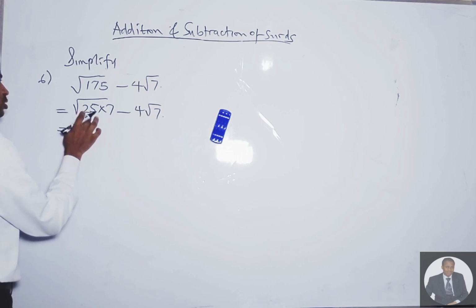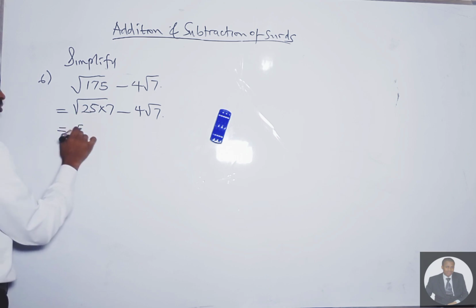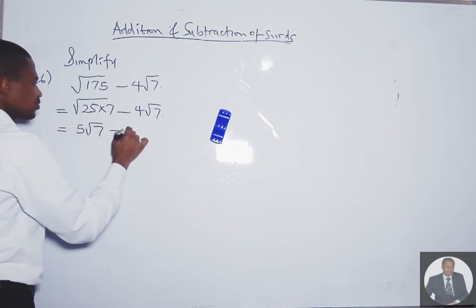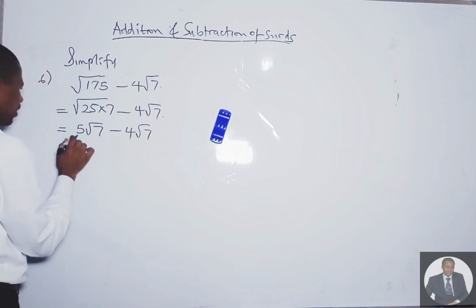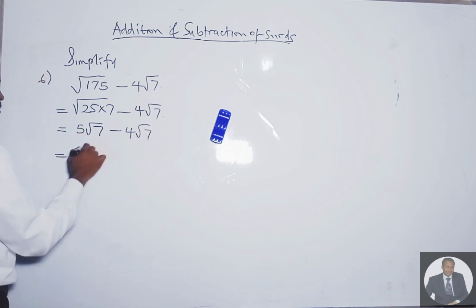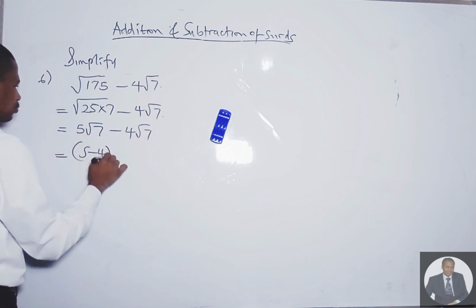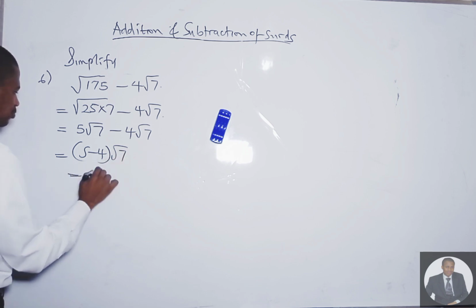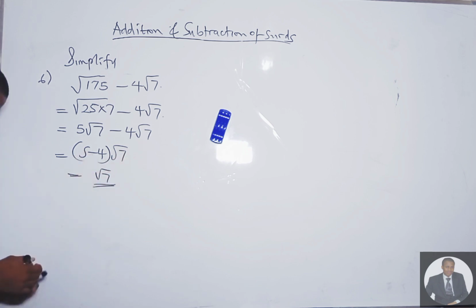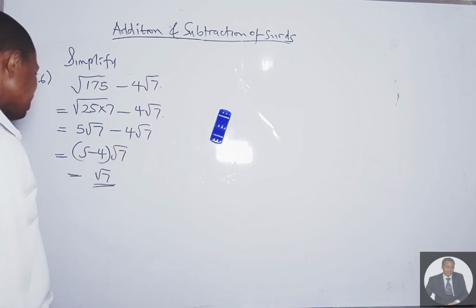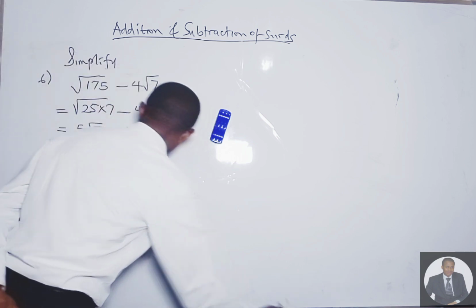So, the square root of 25 is 5, root 7 minus 4 root 7. 5 minus 4, root 7. That's root 7. There's no need to write 1. Root 7 already shows us that the coefficient here is 1.